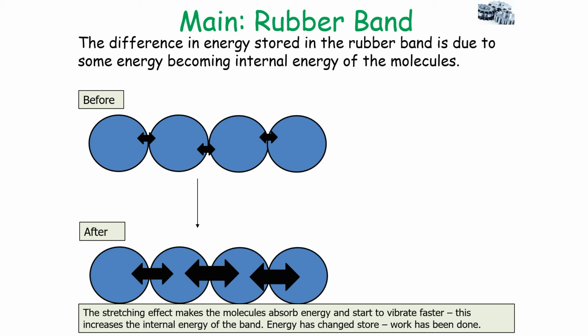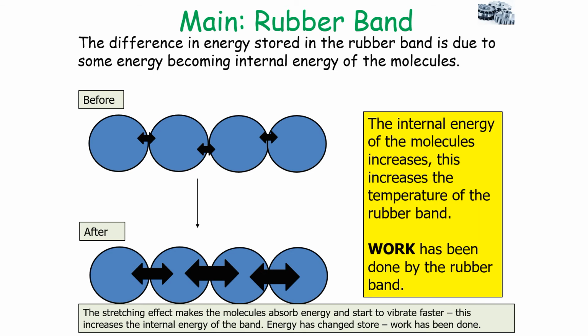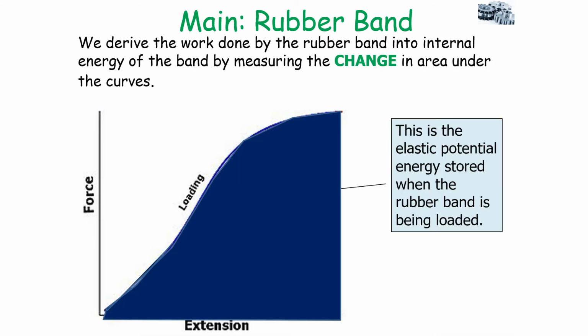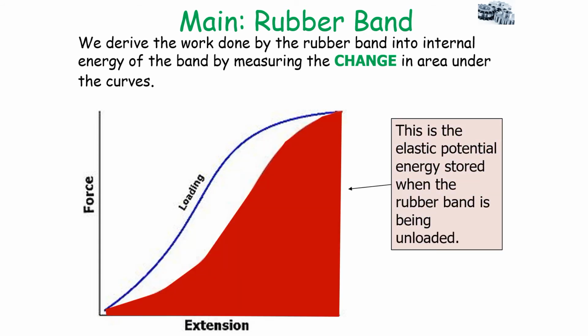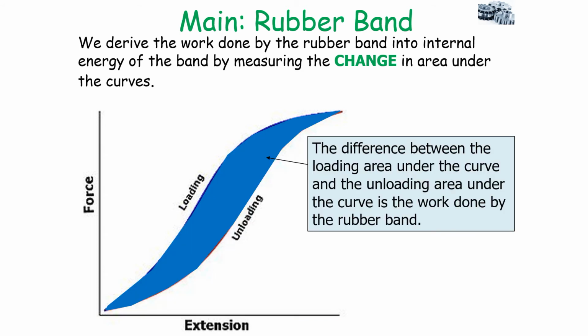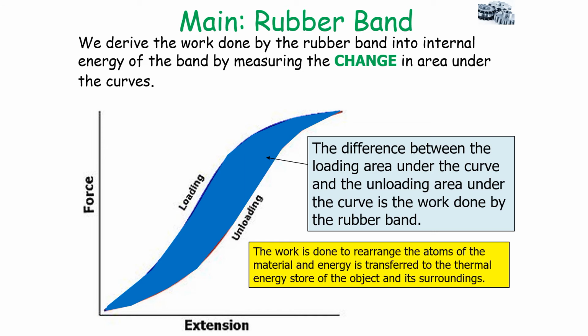The energy is changed in store and work is being done. So the internal energy of the molecules increases, which increases the temperature of the rubber band. Work is being done by the rubber band. So you can see the elastic potential energy stored when the rubber band is being loaded, and the elastic potential energy stored when the rubber band is being unloaded. Now the difference between the loading area under the curve and the unloading area under the curve is the work done by the rubber band, and this work done is being carried out to rearrange the atoms of the material, and this makes energy transferred to the thermal energy store of the object and its surroundings.